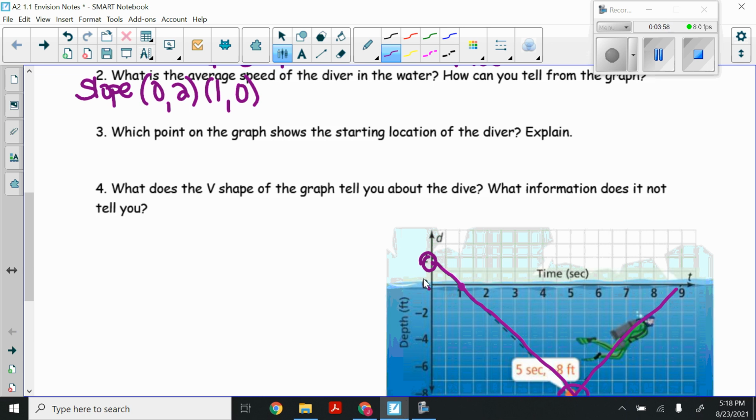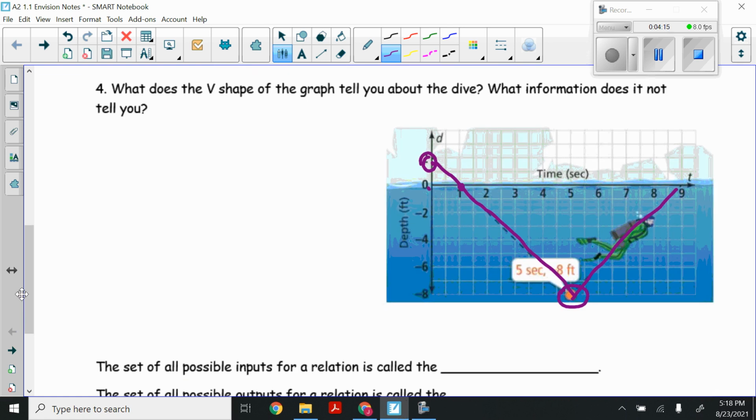So we have an average of 2, and we're going down in y, so that's feet, over 1, which is time, so seconds. So our average speed of the diver is 2 feet per second. On the left-hand side, when they're diving down, it's -2 feet per second, and then when they start coming back up, it's going to be a positive 2 feet per second.